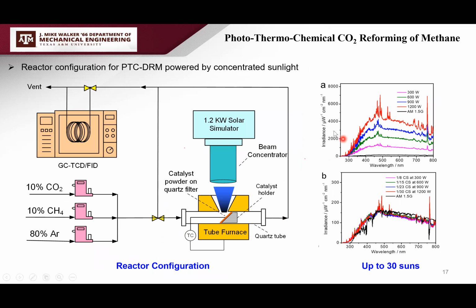So here's the setup when we do the experiments, and we use the concentrated solar simulator, which can go up to 30 suns of illumination. So here's how the reactor looks. We have the solar radiation about one inch square on this catalyst surface, and we used a tube furnace as an auxiliary heating source if we need a higher temperature, because solar itself can only reach about 500 C. So at higher temperature, we need more thermal from the tube furnace. Of course, as a control, we turn off the light and only heat up the reactor by the tube furnace.